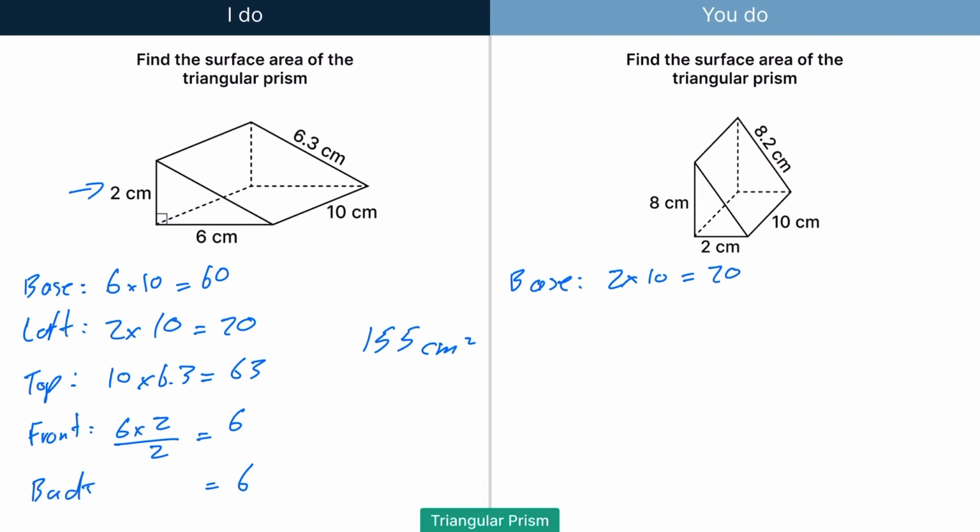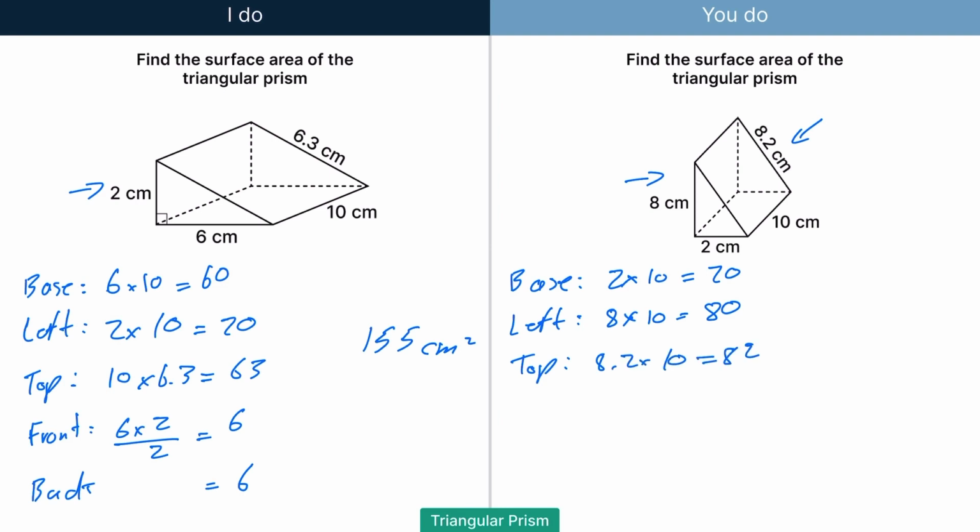Then I'll start off with the left. That would be this side here. So the left is going to be 8 times 10, which is 80. And then you have the front. Well, not the front really, I'd call this the top. 8.2 times 10, which is 82.